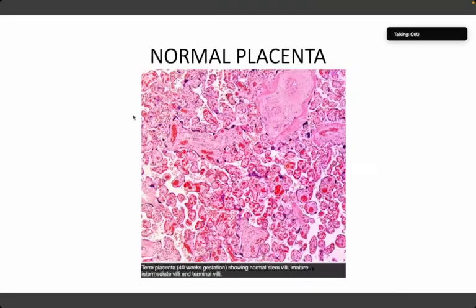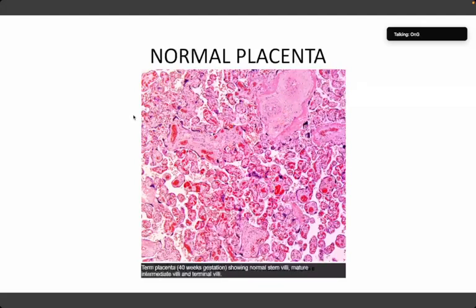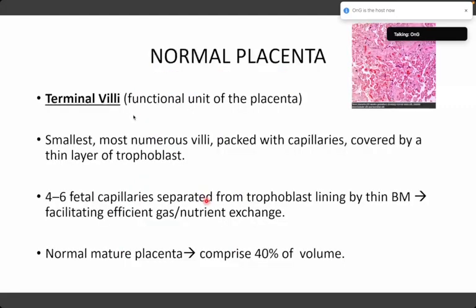This is an example then of what we would see on histology when we look at a normal term placenta. These big villi with lots of connective tissue are the stem villi, and these smaller villi intervening are the terminal villi, which are the functional unit of the placenta. So the terminal villi are numerous, they're packed with capillaries, and they're covered by a thin layer of trophoblast. They have 4 to 6 capillaries, which are separated from the trophoblastic lining by a very thin basement membrane, and this facilitates efficient gas and nutrient exchange.